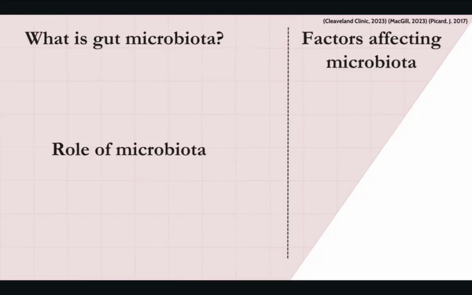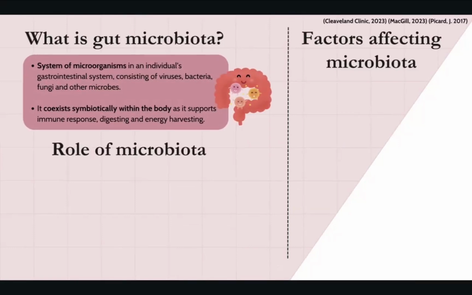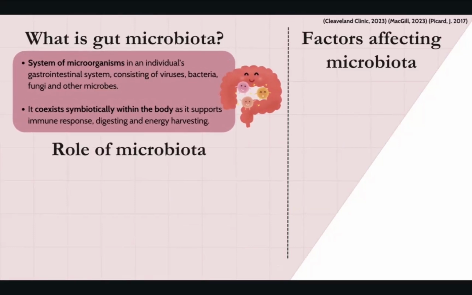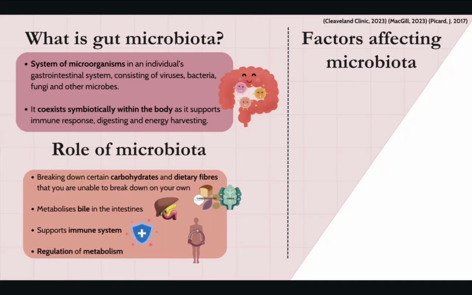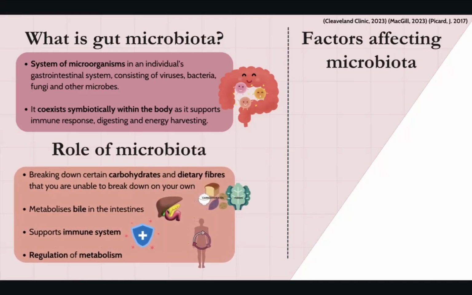What is gut microbiota? It refers to the system of microorganisms in an individual's gastrointestinal system that consists of viruses, bacteria, fungi, and other microbes. It has a symbiotic relationship with our body as it supports immune response, digesting, and energy harvesting. They are primarily found in the large intestine where they float around inside or attached to the mucus lining on the inner walls. The role of microbiota in the digestive system is that it helps in breaking down certain carbohydrates and dietary fibers that you are unable to break down on your own.